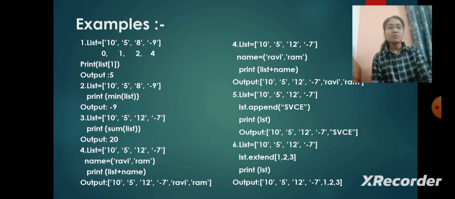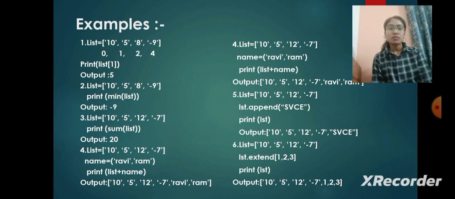When we run the program with the print statement, we are finding the minimum element in the list. We run the list with the print statement and we get -9, that is the minimum in the list. The third one is the list where we get the sum of all the elements. When we run the program with the sum of the list statement, we get the output as 20.